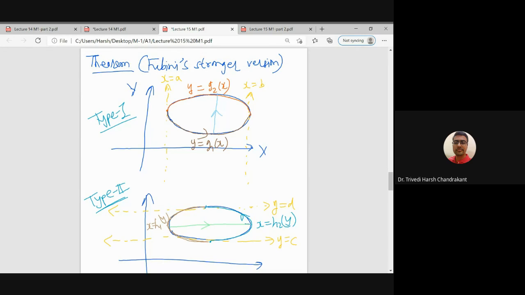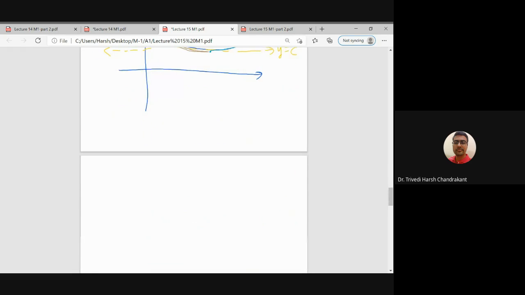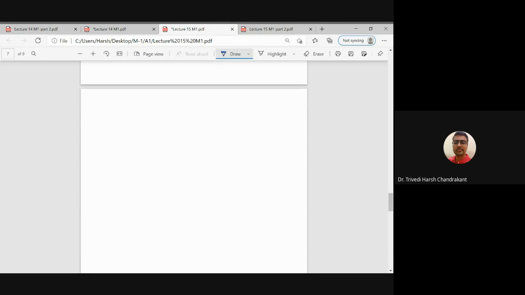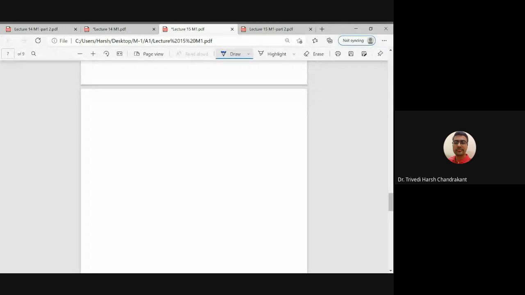Whenever we say type 1 region, that means we write y as a function of x, we bound the region with y as a function of x, and then we take constant values of x. So finally we get a number as an integral. This is geometrically. Let us write down what we mean mathematically, as a formula.